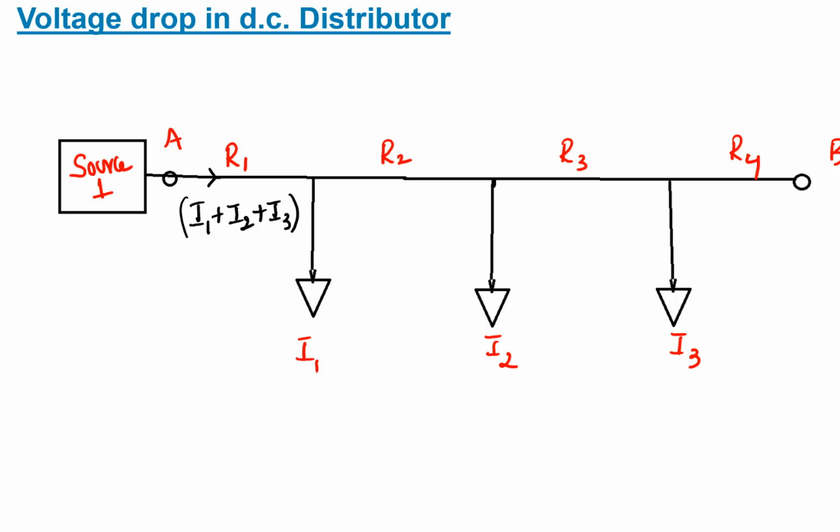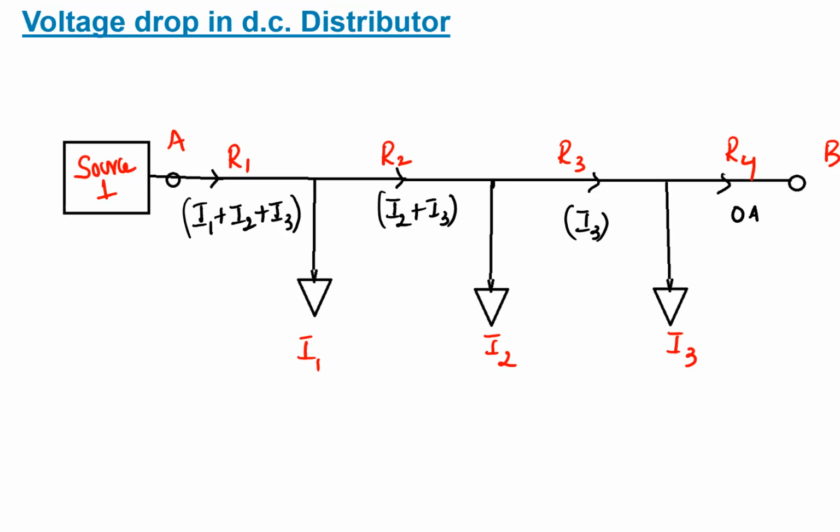Now I1 is being dropped here. What is the current flowing through R2? I2 plus I3. What is the current flowing through R3? It is only I3. What is the current flowing through R4? 0, because there is no load connected. So it carries 0 amperes.